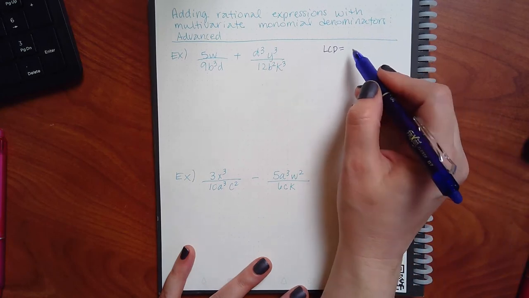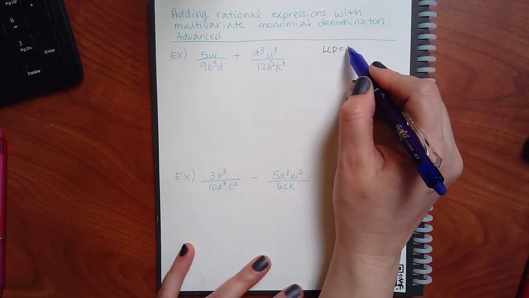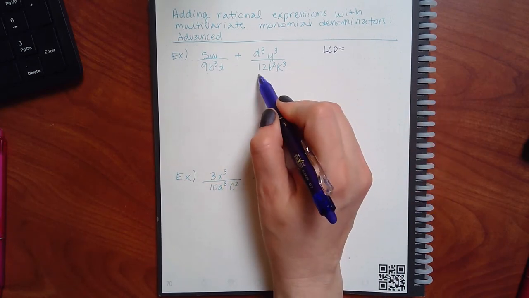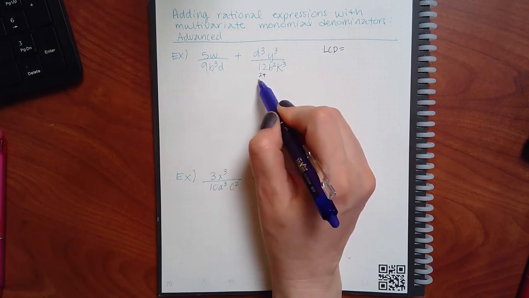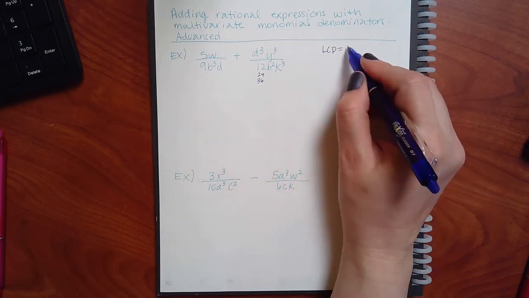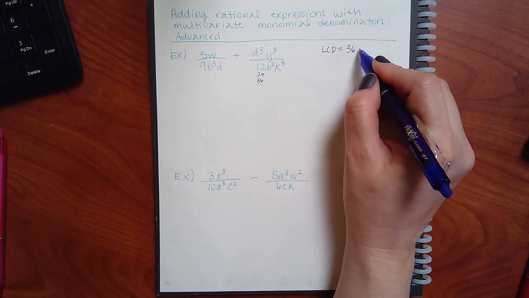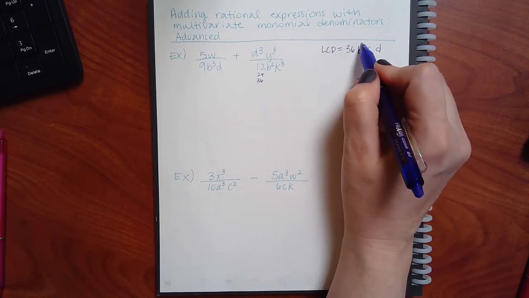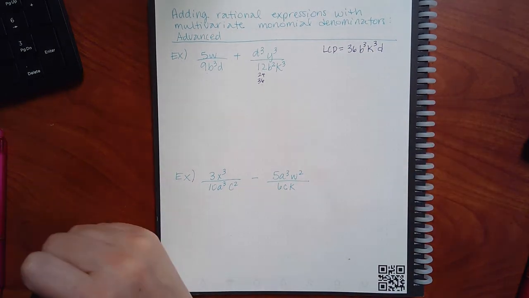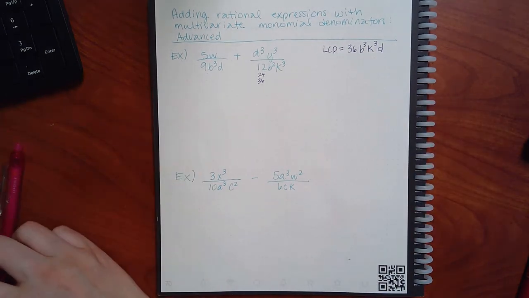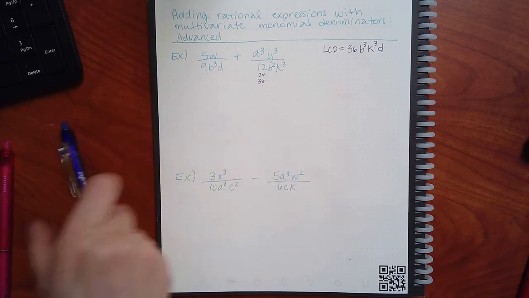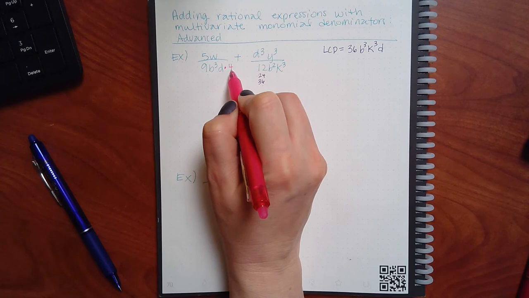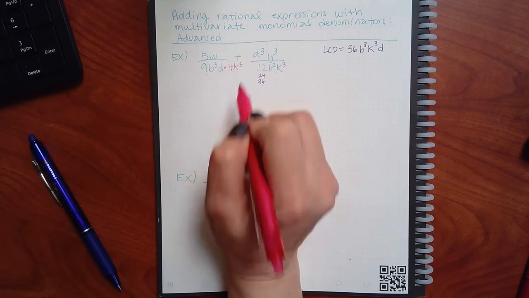24. Look at this guy. 12, that does not go into there. 24, 9 does not go into there. 36. Yeah, it goes into 36. Okay. Then we've got B's, we've got K's, and we've got D's. We got B cubed, K cubed, and then just the single D by itself. Yeah. So then now let's see, what do I have to multiply this one by? By 4. And then it's going to be K cubed, and then that's it.